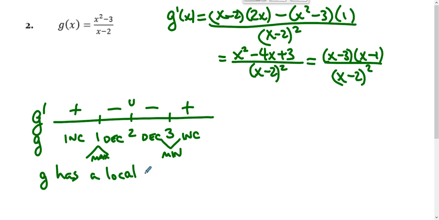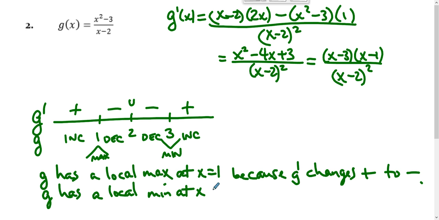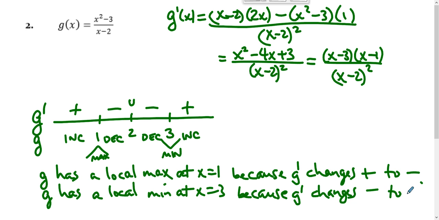G has a local max at x equals 1 because G prime changes from positive to negative. G has a local min at x equals 3 because G prime changes from negative to positive. This will always be the reason for a max when we're using the first derivative test. This will always be the reason for a min when we're using the first derivative test.